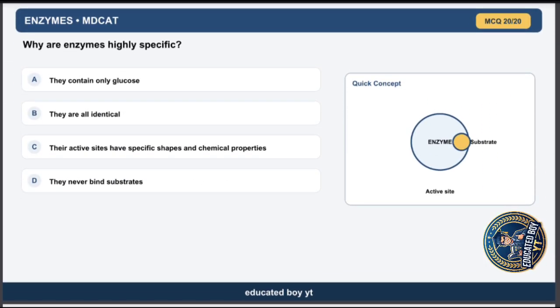Question number 20. Why are enzymes highly specific? Option A, they contain only glucose; option B, they are all identical; option C, their active sites have specific shapes and chemical properties; option D, they never bind substrate.